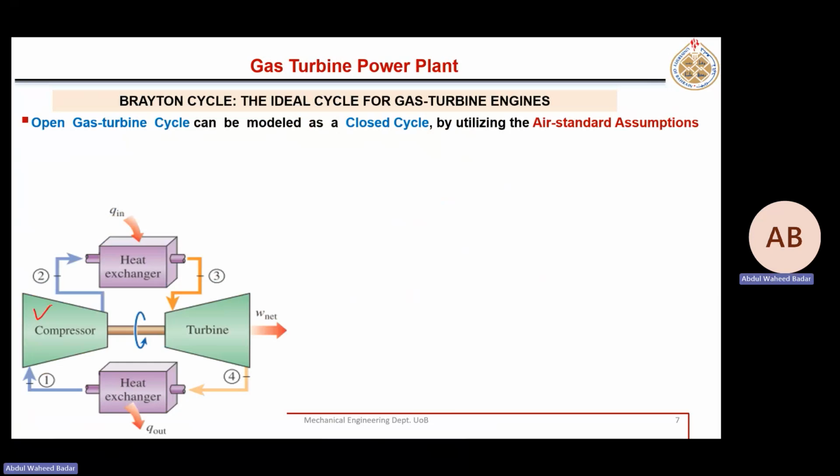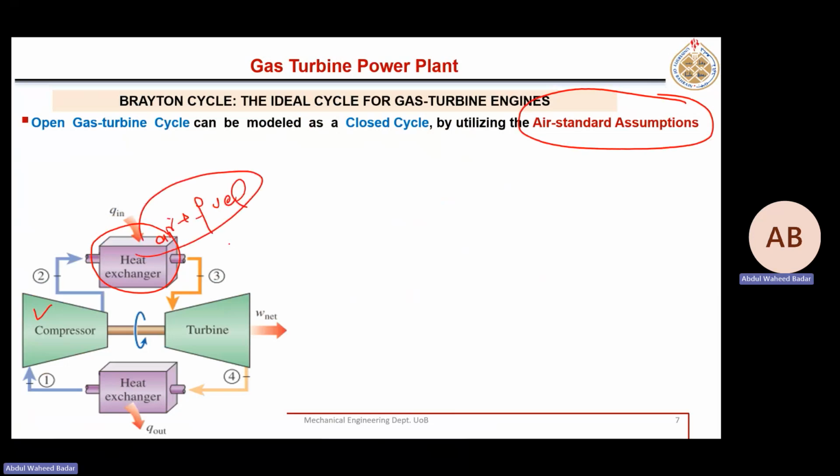Same four components, compressor. This combustion chamber is replaced with heat exchanger. If you remember, that's what we used to do if we apply air standard assumptions. Air standard assumption means I'm assuming in the entire cycle, the working fluid is air, but actually after combustion or during combustion, it is air plus fuel, which becomes a mixture of gases. Actually, it is the case, mixture of gases.